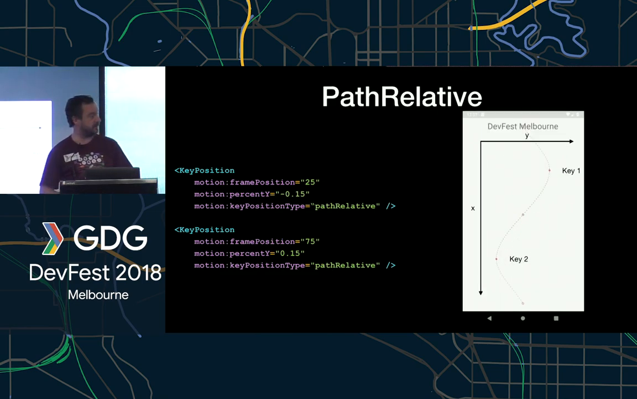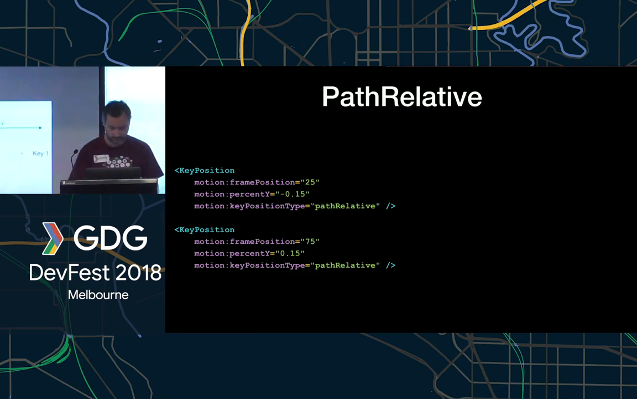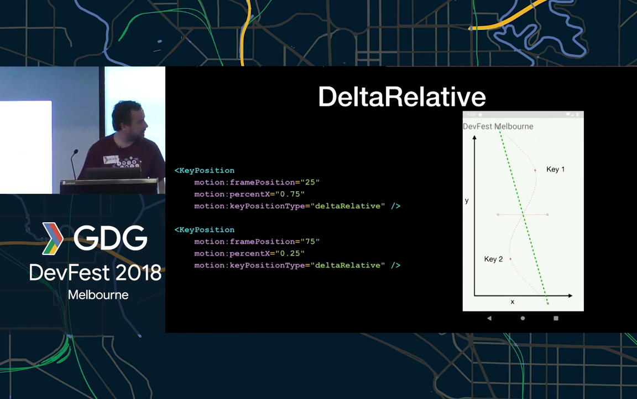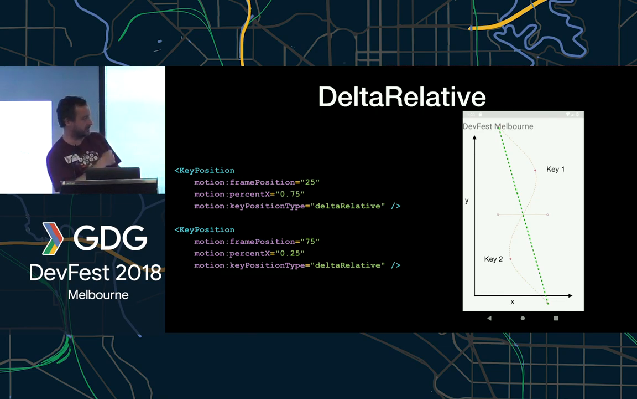And then finally, path relative. So they all had the coordinate systems on there with x and y working in the way you would expect. Y being the vertical, x being the horizontal.